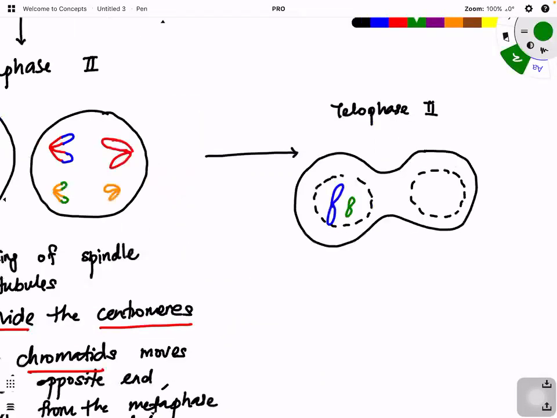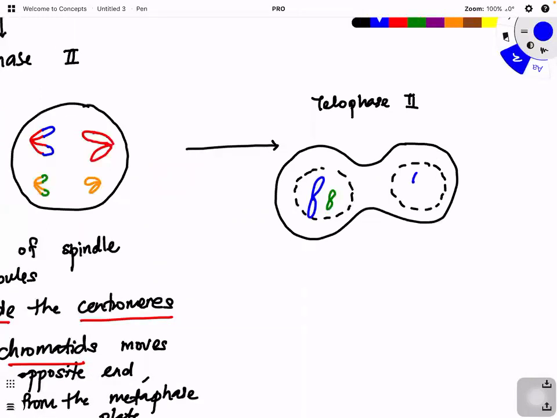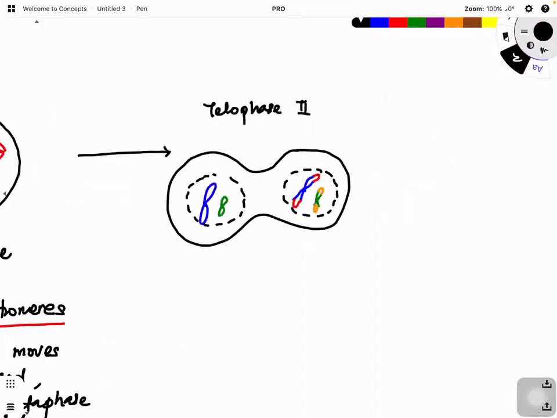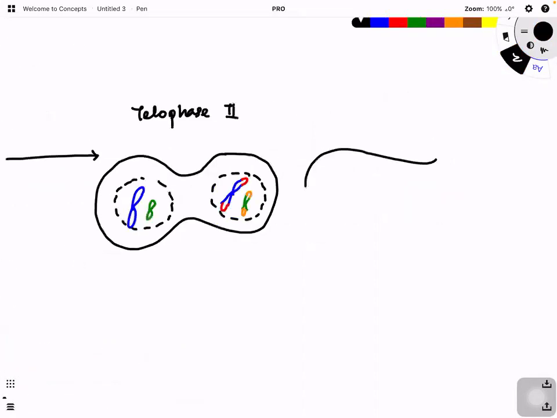Okay, this side you get the blue with a little bit of red, and then you have the green with a little bit of orange. Okay, so another cell. So I click furrow.